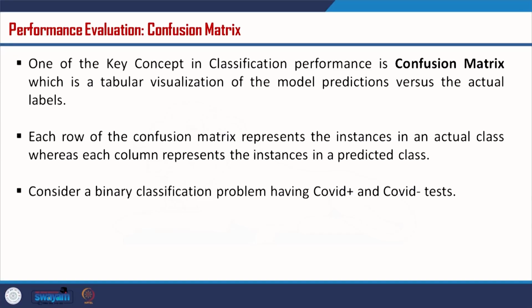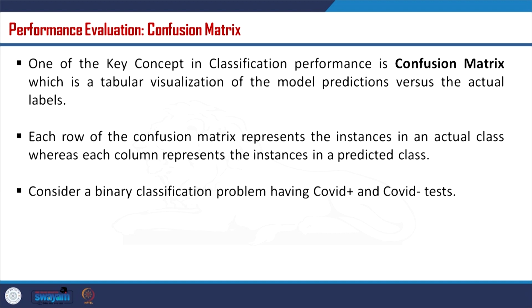In the confusion matrix, as I told you, it is a tabular visualization of the model predictions versus the actual class information. Each row of the confusion matrix represents the instances in an actual class, whereas each column represents the instances in the predicted class.